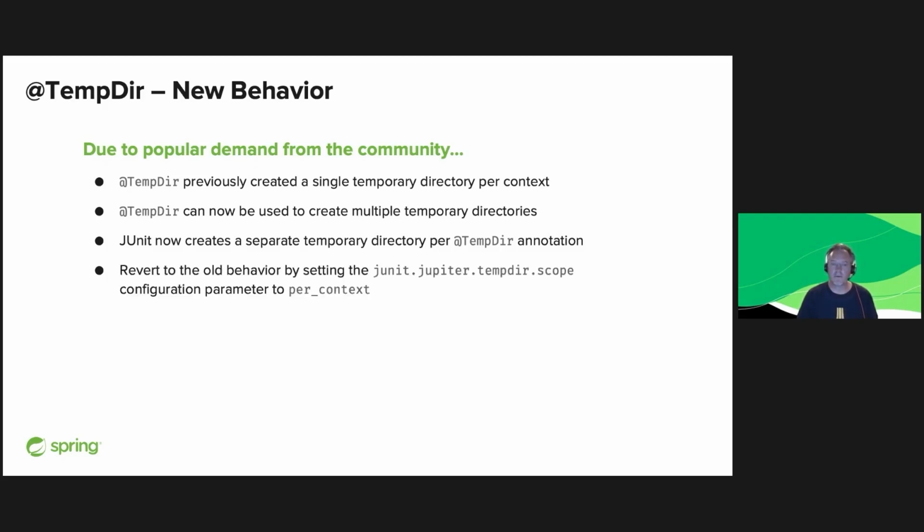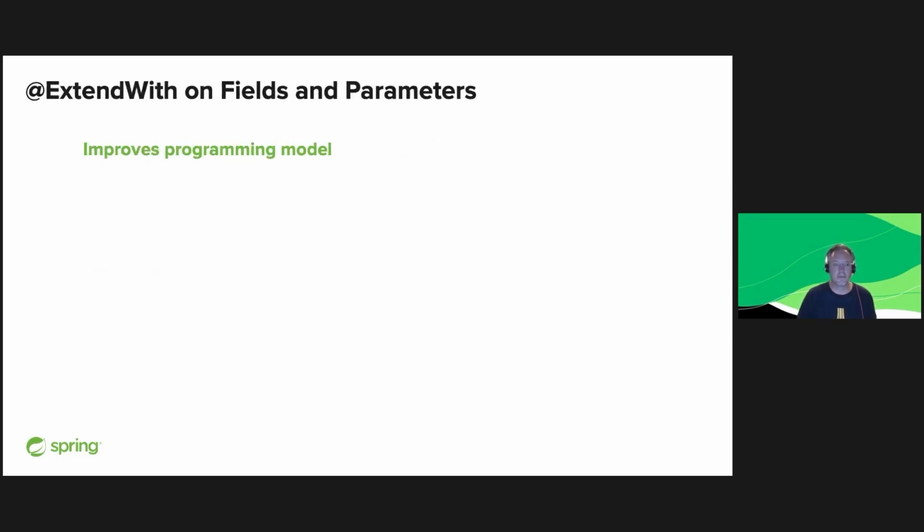Now, if you want to revert to the old behavior, you can do that by setting the junit.jupiter.tempdir.scope configuration parameter to per_context in lowercase or uppercase, and that will use the old behavior. However, we're not going to maintain that very long. In fact, I think we might even remove it in 5.9. So this is just a temporary solution in case you're relying on the old behavior and to give you some time to upgrade to the new behavior.